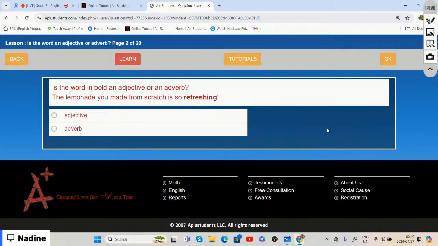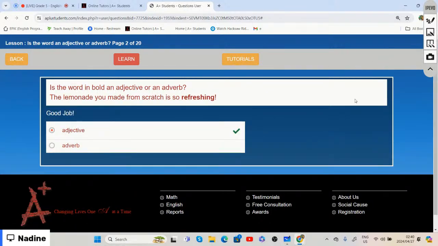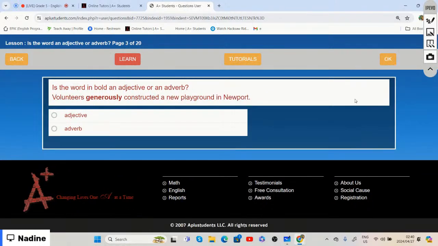So if we were to choose whether it's an adjective or an adverb, we would say refreshing is an adjective because it tells us more about the lemonade. It tells us what kind of lemonade it is, how it really is.